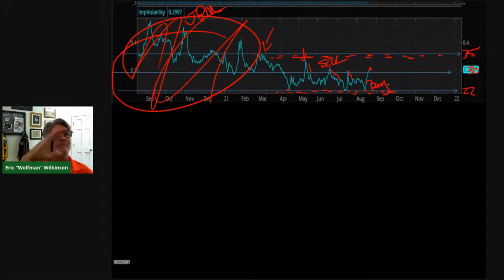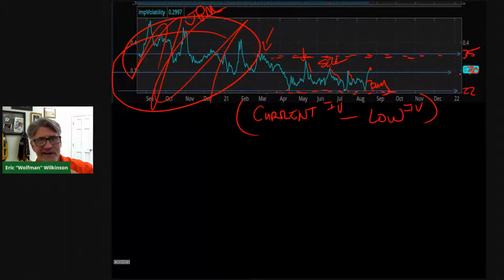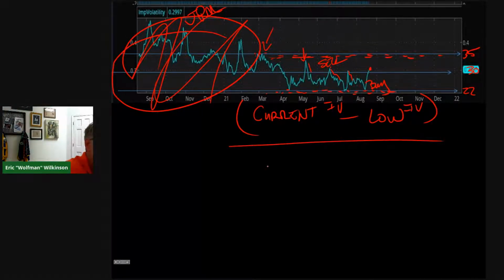You do not want to be buying options when they're extremely expensive, right? You have to be a good steward of your capital. So if you want to really look at the devil in the details, what you do is you take the current implied volatility minus the low. Basically what we're trying to do here is find where the current is in relation to that low. How far away from that low are we? Okay. Current minus the low, and then you find the full range.